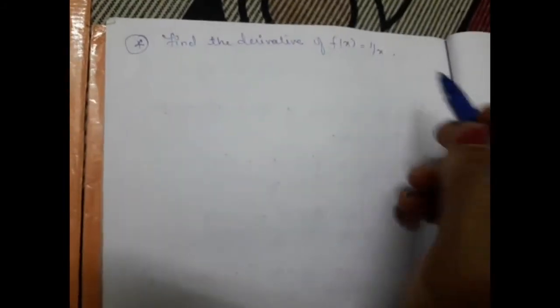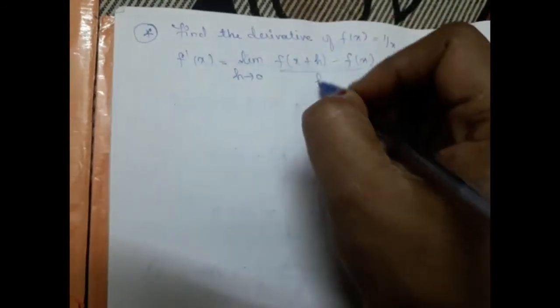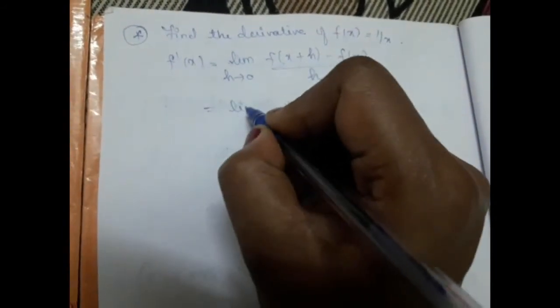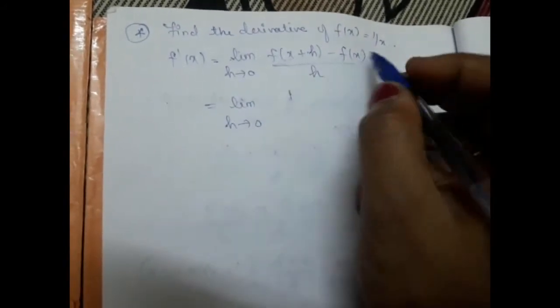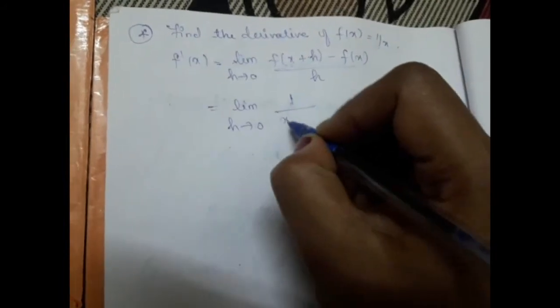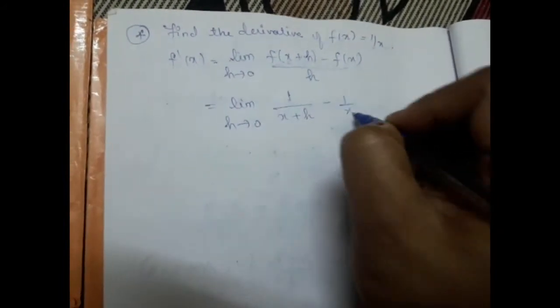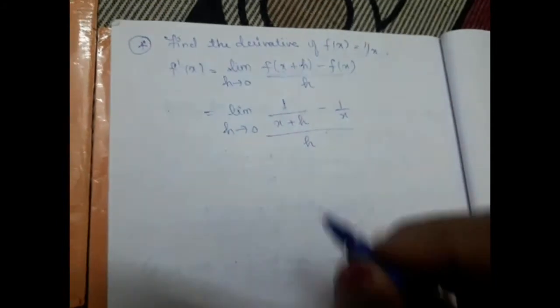Let us see another example now. Now let us see how to find the derivative of f of x, which is equal to 1 by x. The same procedure. F dash of x, only the definition of the function differs here. F dash of x is limit h tends to 0, f of x plus h minus f of x divided by h. So which is equal to limit h tends to 0, f of x plus h. So it is going to be, in the place of x we have to write x plus h. So 1 by x plus h minus 1 by x divided by h.